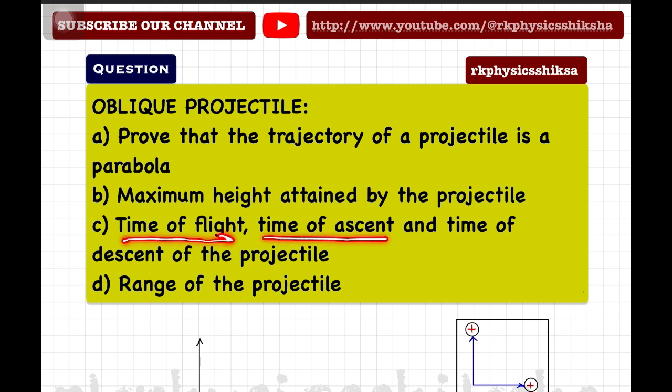And what is time of ascent? Time of ascent is the time taken by the particle, which is projected at an angle theta with the horizontal, to reach maximum height. And also time of descent. What is time of descent? The time of descent is the time taken by the projectile to reach the ground from maximum height. And we have to calculate the range of the projectile here. Range of the projectile is the horizontal displacement, and maximum height is the vertical displacement attained by the particle.